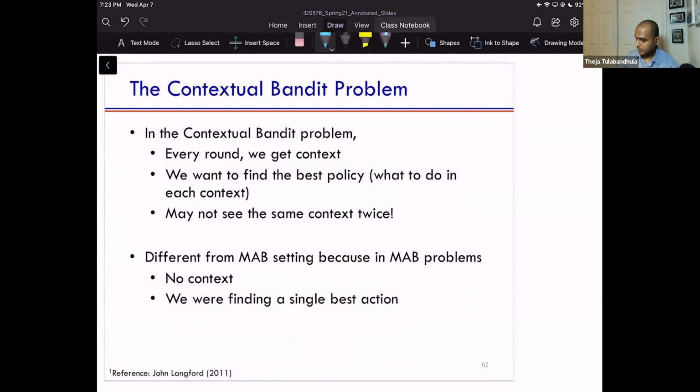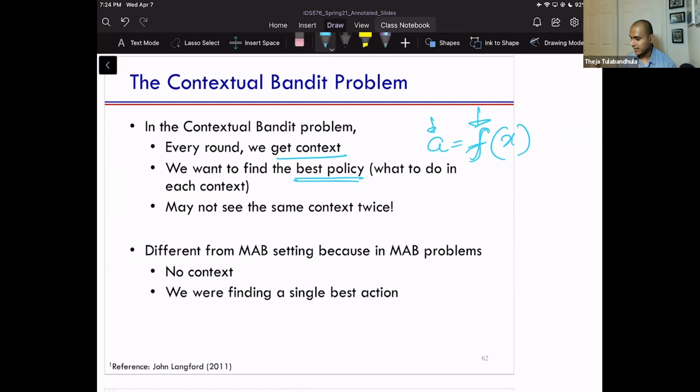As I said, in this problem, we get a context. Our objective is to find the best policy. Okay, not the best action, but the best policy. Not the best single decision like A or B or C, but a policy. Why a policy? Because a policy is basically a function. Given a context, it produces some action. So we need to find F rather than an optimal action. Okay, so that's, I guess, the non-triviality with this more complex problem.